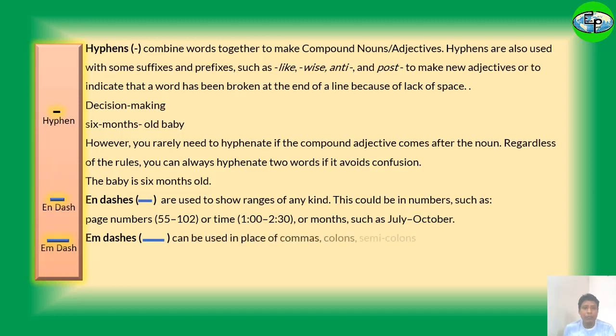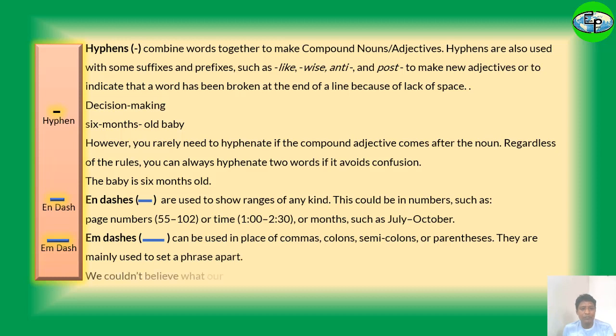Em dashes can be used in place of commas, colons, semicolons, or parentheses. They are mainly used to set a phrase apart. We couldn't believe what our parents had left us in their will: $1 million?